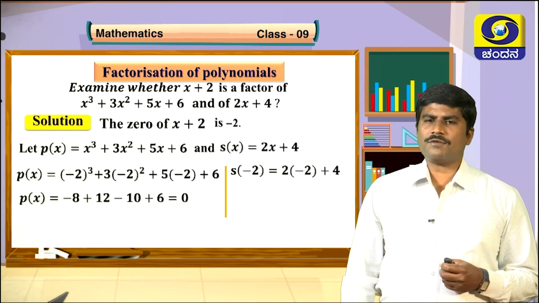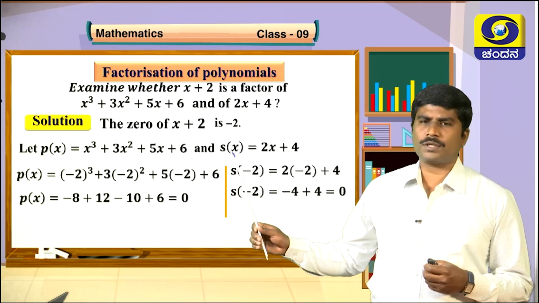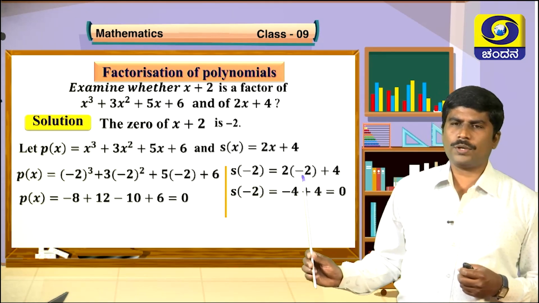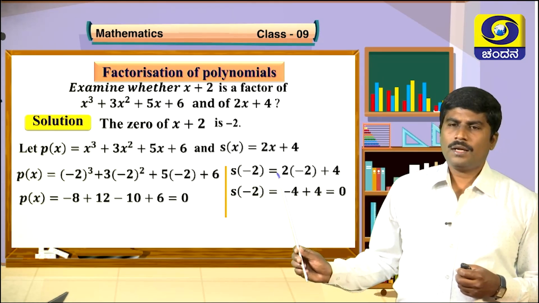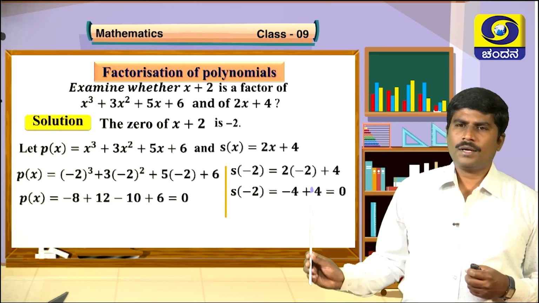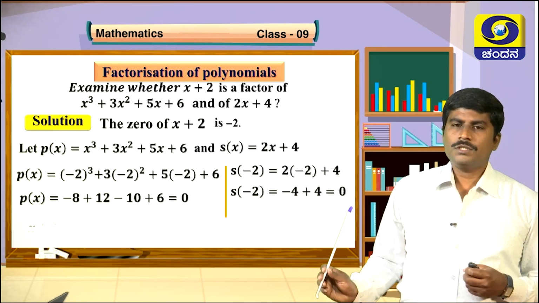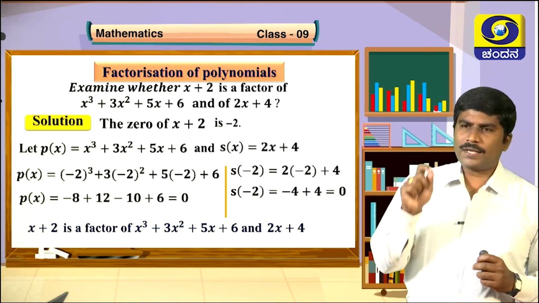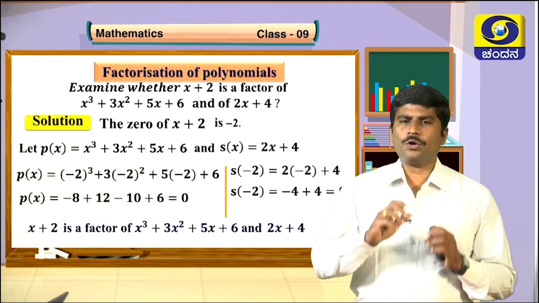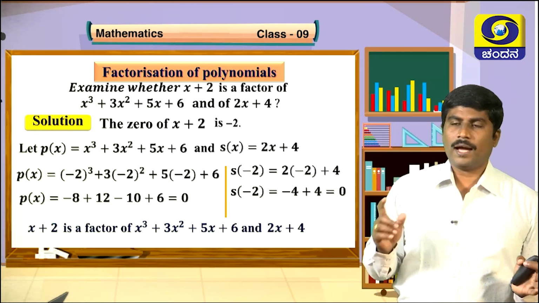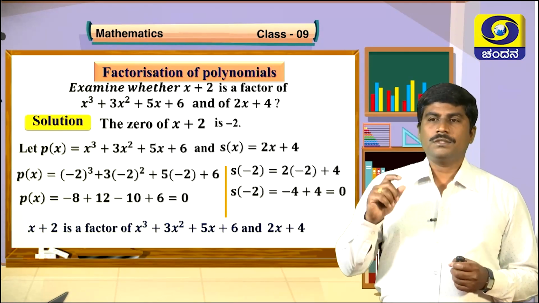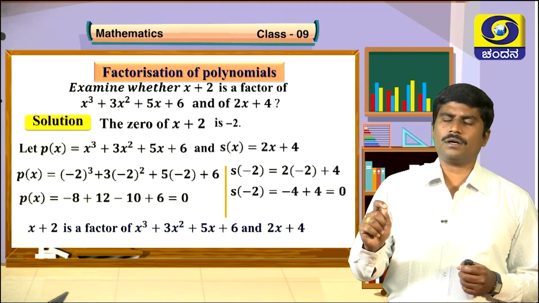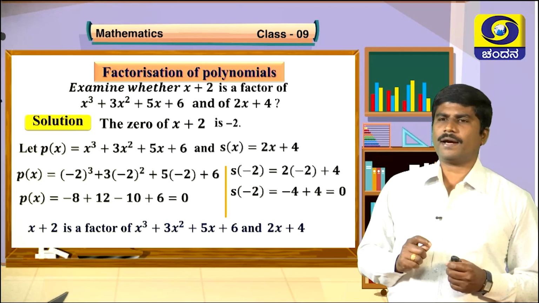Now s of minus 2 is equal to, again we are substituting the value x is equal to minus 2 in s. s of minus 2 is equal to 2 into minus 2 plus 4. Here 2 into minus 2 becomes minus 4, and plus 4, the answer is 0. In both the cases the answer is 0. This shows that x plus 2 is a factor of x cube plus 3x square plus 5x plus 6 and 2x plus 4. Children, now you are able to understand the factorization of a polynomial. How are you going to get 0? You just check yourself whether it is a factor or not.